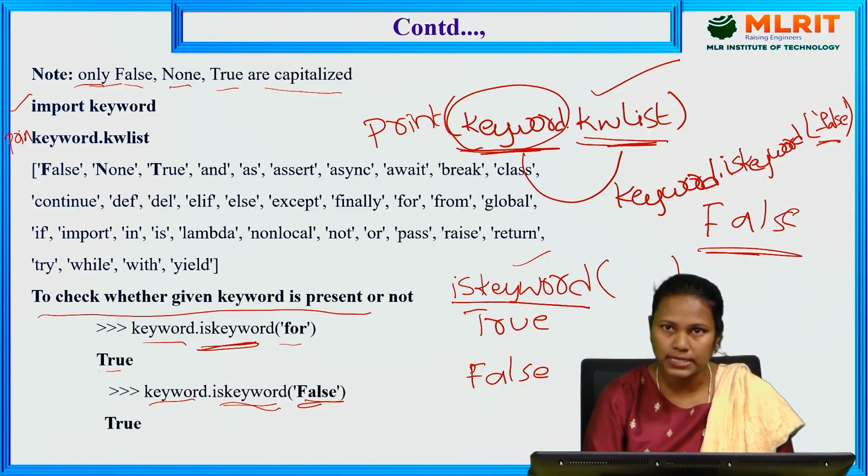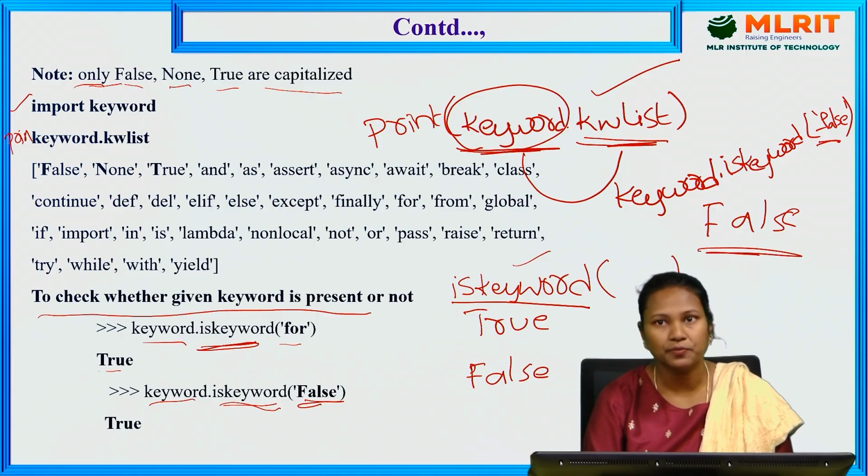So, in today's session, we discussed what an identifier is, what a variable is, the difference between an identifier and a variable, and what keywords we are having. Everything we discussed.